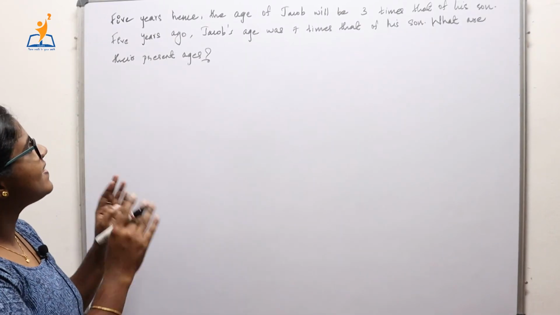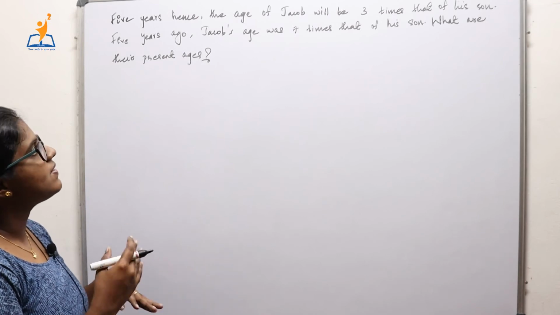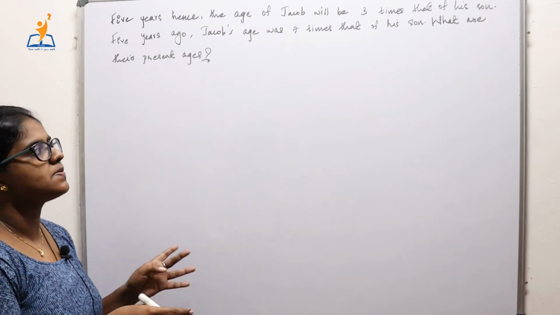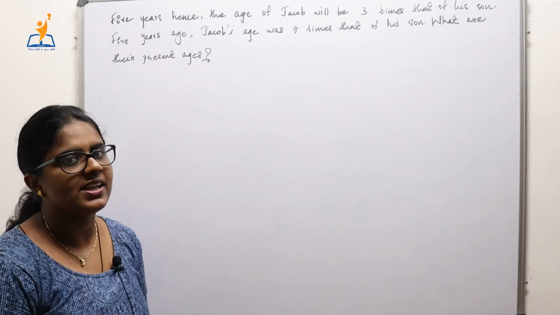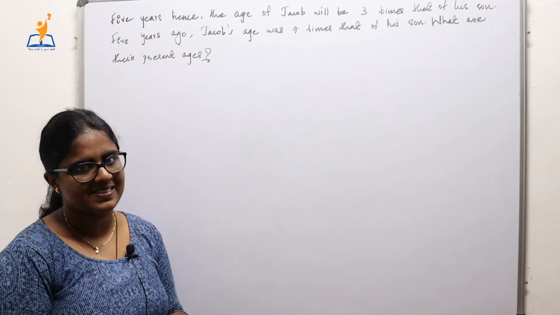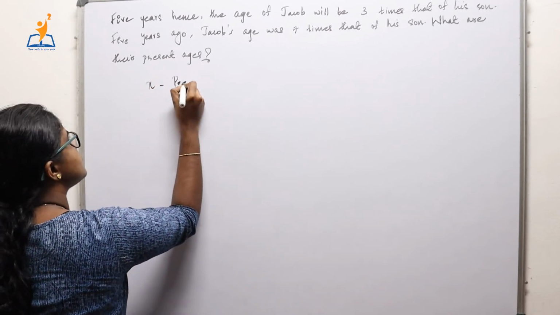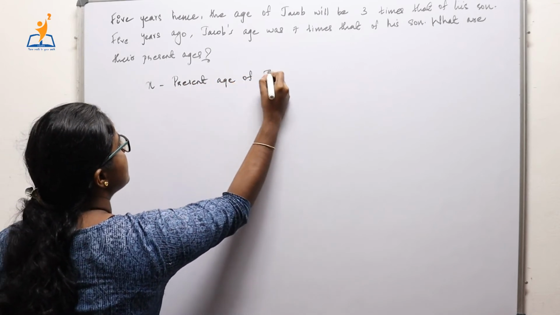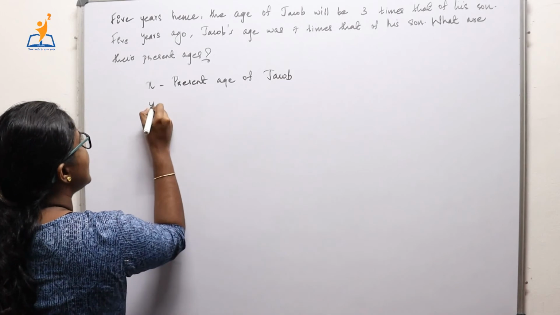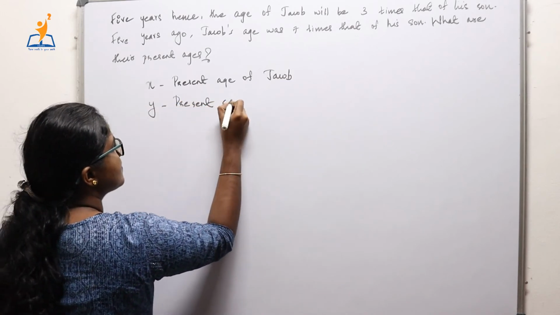Question is, 5 years hence the age of Jacob will be 3 times that of his son, and 5 years ago Jacob's age was 7 times that of his son. What are their present ages? We are asked to find the present age of Jacob and his son. So we will take x as the present age of Jacob and y as the present age of his son.